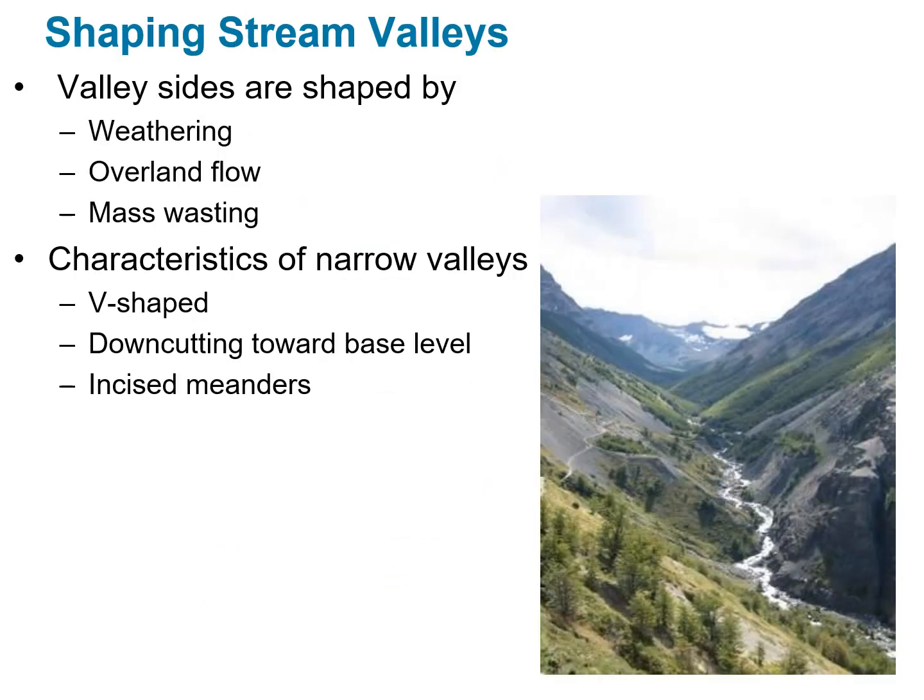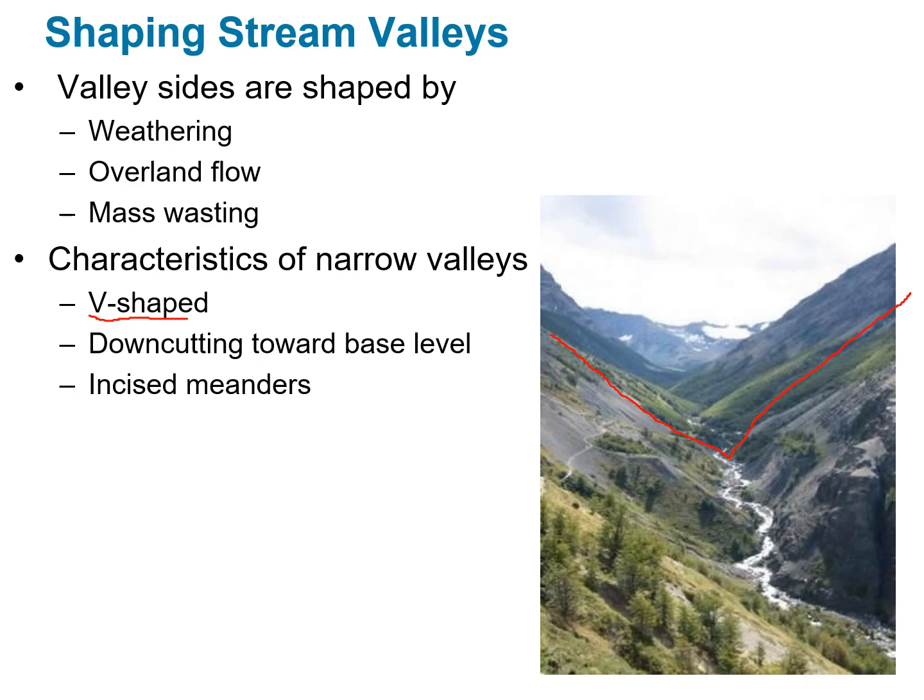So that leads us to understanding how rivers kind of shape or cut the landscape that they're in. And they typically form two types of stream valleys. They form wide stream valleys or narrow stream valleys. And so the valleys are shaped by weathering, the flow of the water, and mass wasting. And narrow valleys are V-shaped. So you can see that picture here. See that? That's a V-shape.